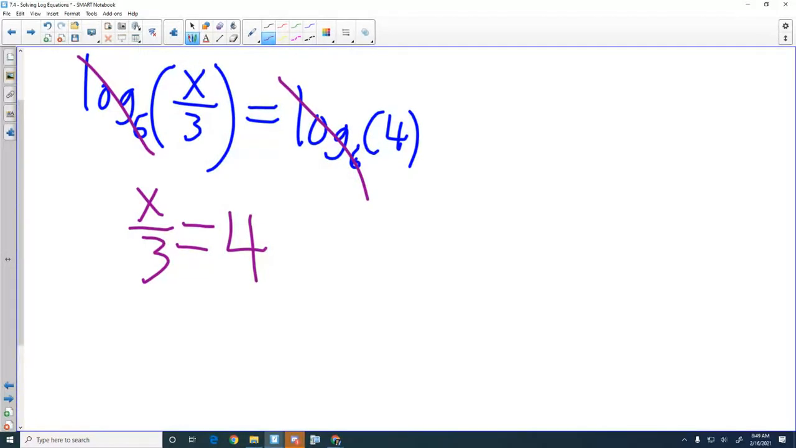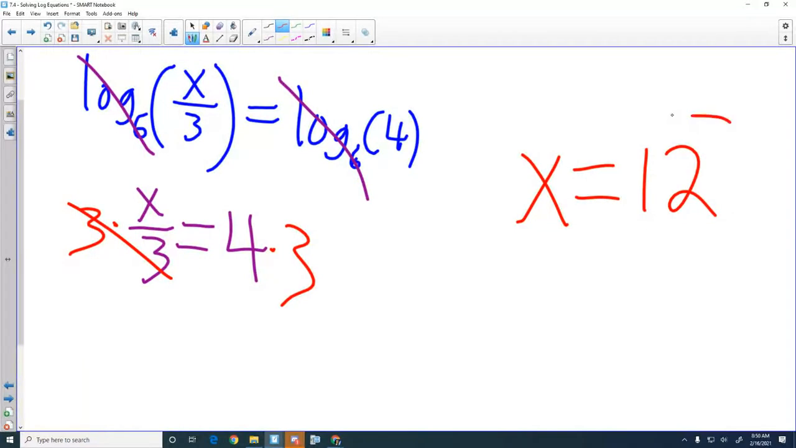I know you're all extremely bright individuals, capable of solving this problem. Want to get the x by itself. It's being divided by 3, so let's multiply by 3 so that those cancel out. But then I'd have to multiply the right side by 3 to keep things balanced. And our final answer for this is that x must equal 12.